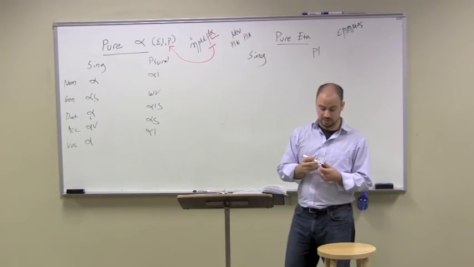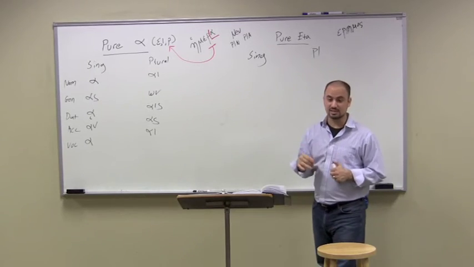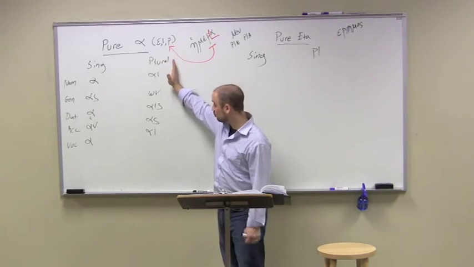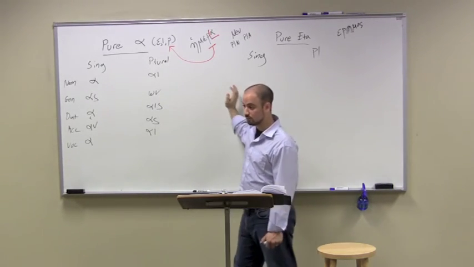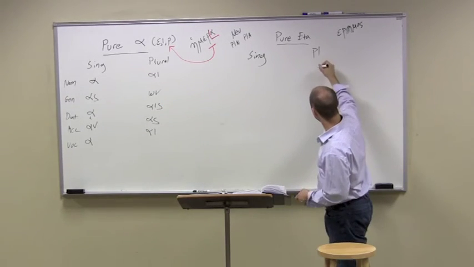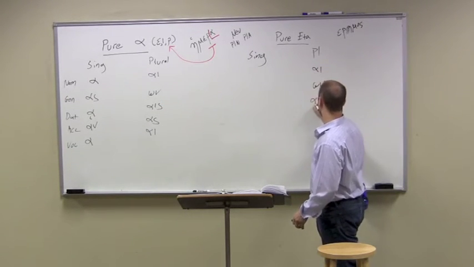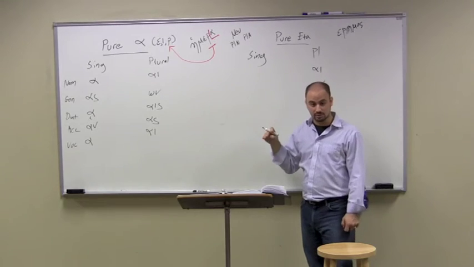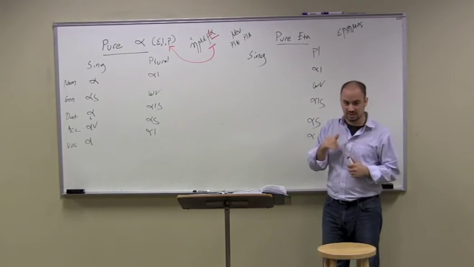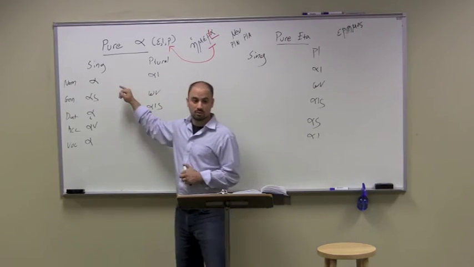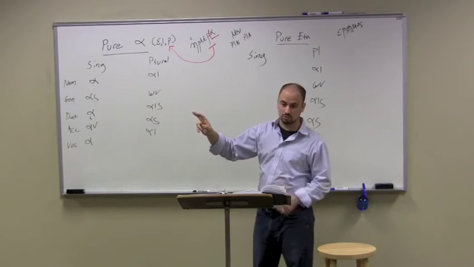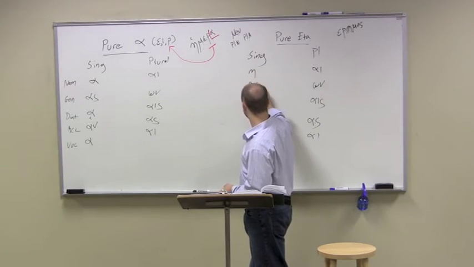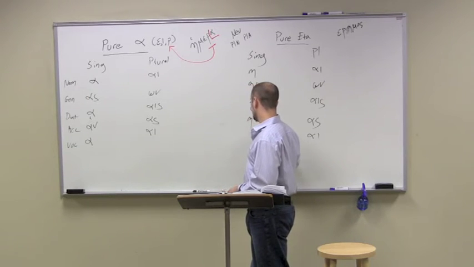Pure eta is the same thing as pure alpha. Exact same. You just substitute in the singular. All the plurals are the same throughout the pure alpha and the pure eta. So these are going to retain: ai, on, ais, as, ai. That's for pure alpha, pure eta, and mixed. Plurals stay the same. When you go from the pure alpha to the pure eta, you just substitute an eta for the alpha: e, es, e, en, e.